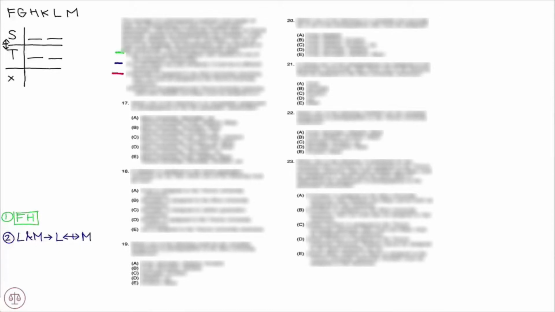Rule number 3, if G is assigned to S, then L must be assigned to T. So if G is assigned to S, then L is assigned to T. Contrapositive if L is not assigned to T. Now we can't act like this is a binary and say L not assigned to T means L assigned to S, because not all of the photographers have to be used. So L not assigned to T, then G not assigned to S.